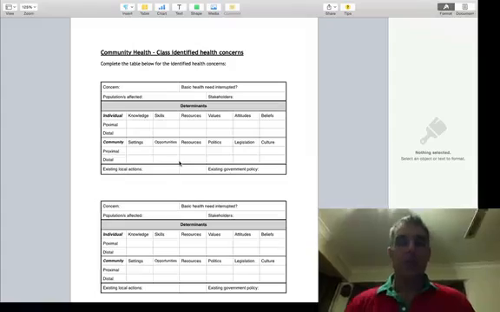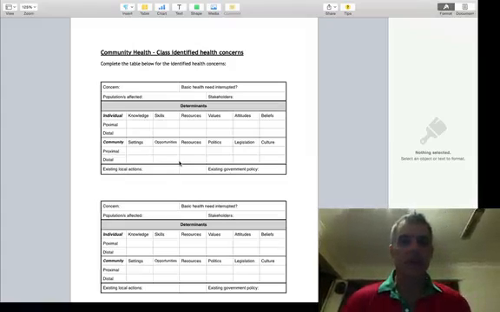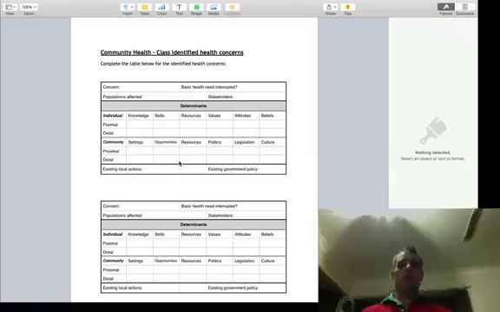There's a couple of documents you're going to use today. The first one is this one, the Community Health Class Identified Health Concerns. It's on the Learning Place, which you can get to quite easily.